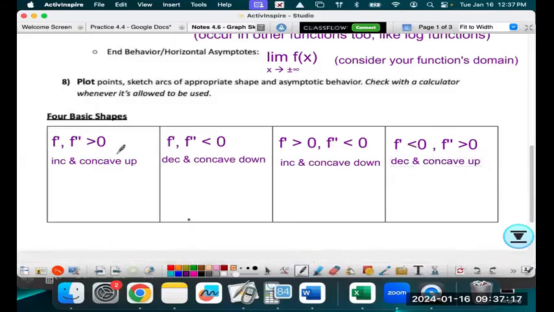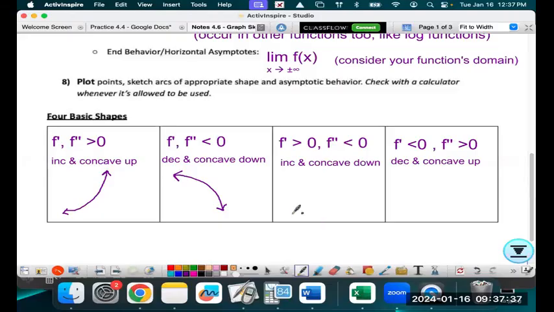So if I were to sketch an arc for each of these things, increasing and concave up would look like this. Decreasing and concave down would look like this. Increasing and concave down, that's not the best arc. Decreasing and concave up would look like this.